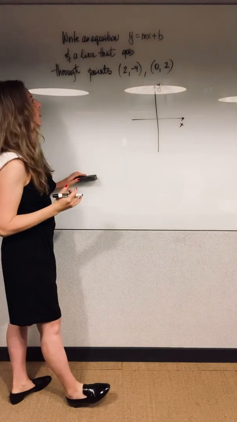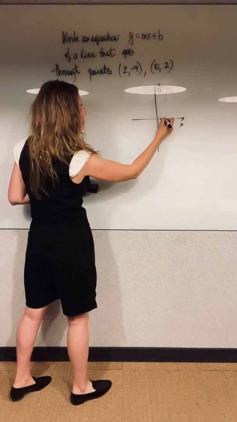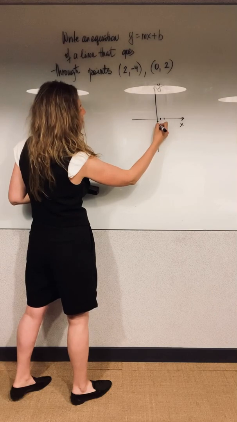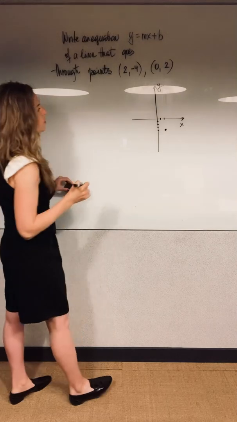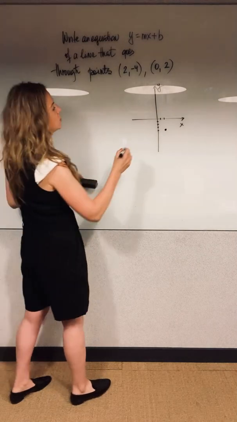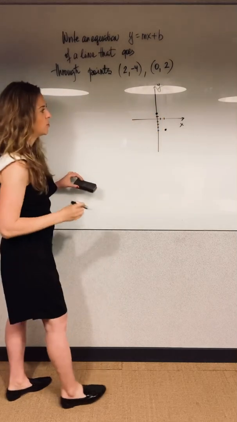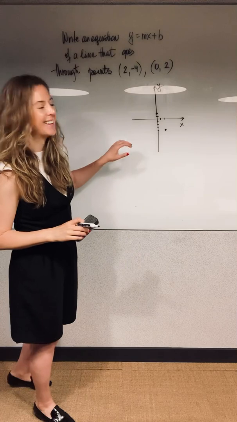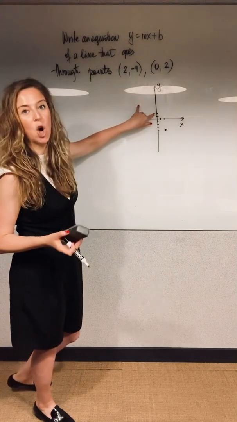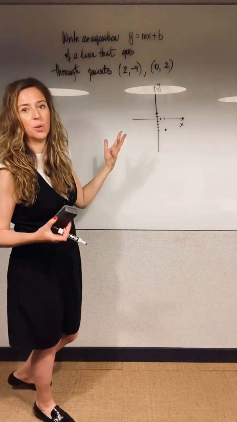Okay, (2, -4). And go 1, 2 right, -4: 1, 2, 3, 4. So we are here, this is the first one. And (0, 2), 0 is where? Is here. So those are 2 points, and actually we know what b is here. But let's pretend we don't.